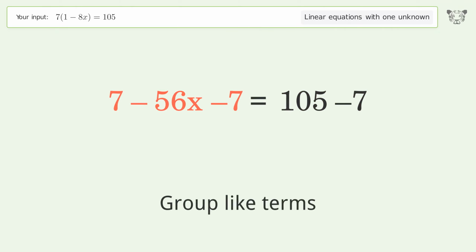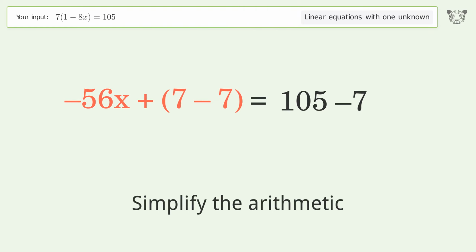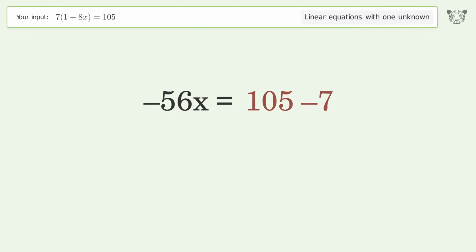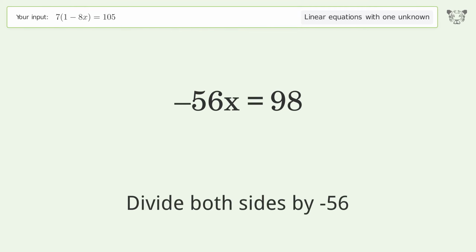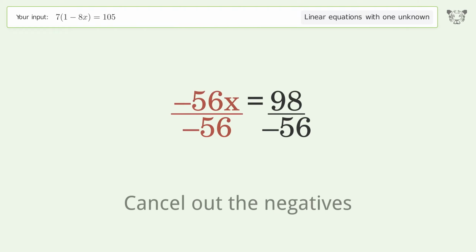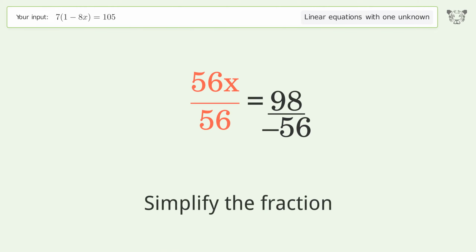Group like terms. Simplify the arithmetic. Isolate the x. Divide both sides by -56. Cancel out the negatives. Simplify the fraction.